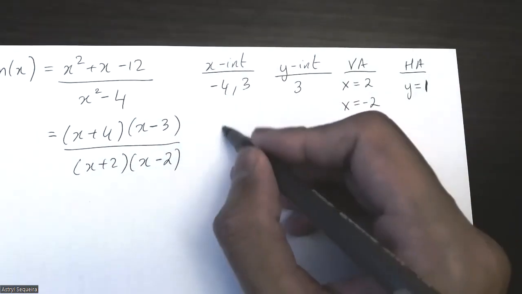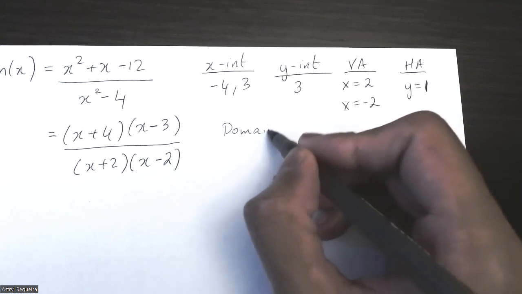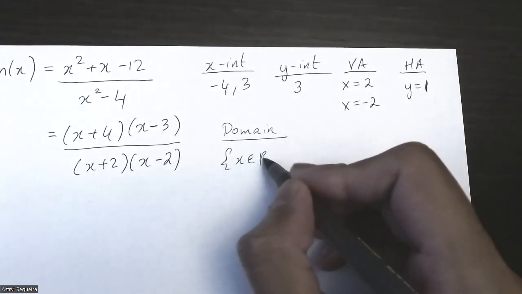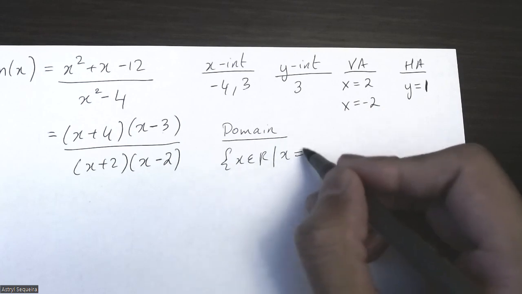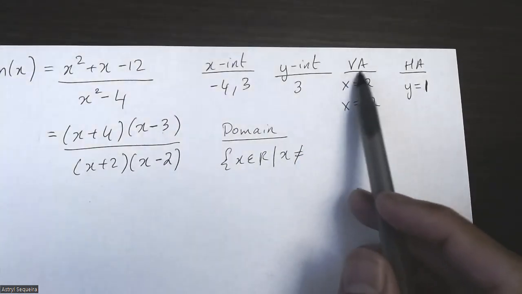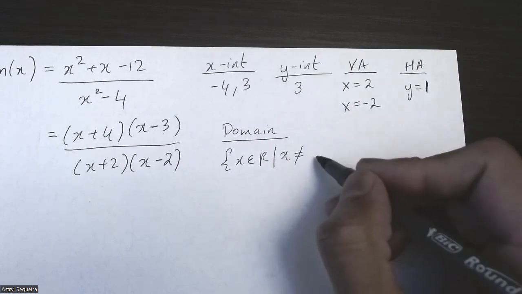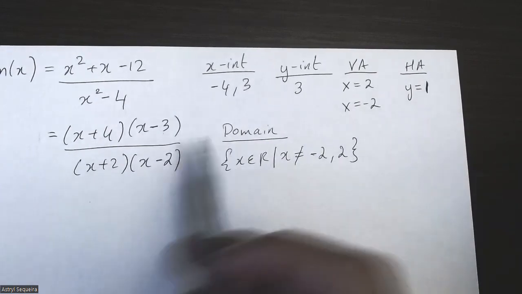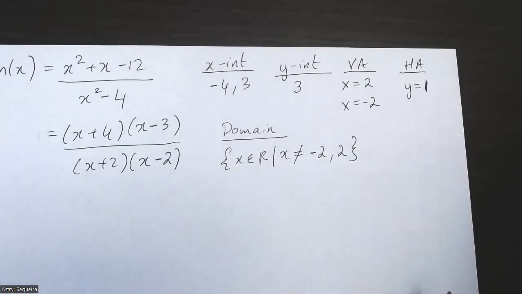Next, I'll just state my domain. Your domain is just x is an element of all real numbers such that x does not equal your vertical asymptotes or your holes. x does not equal -2 or +2. There are no holes in this question because none of our factors canceled off.